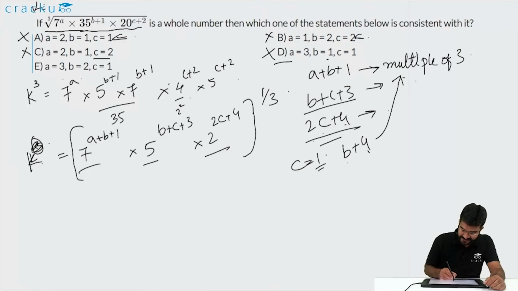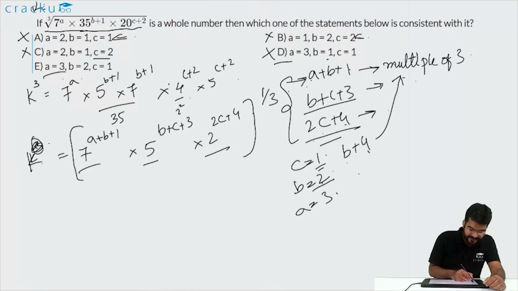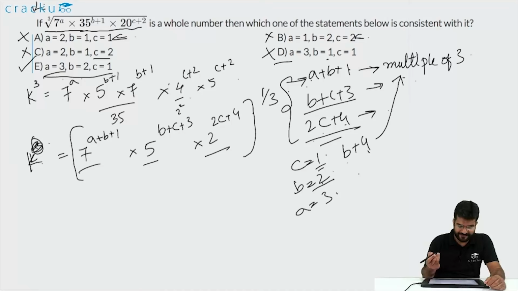so this is fine. Now let us see if, when you input a is equal to 3, the first condition is also satisfied, that is a plus b plus 1 should be a multiple of 3. Now a is equal to 3 plus 2 is 5, plus 1 is 6, which is a multiple of 3. So all the three conditions are satisfied when you are inputting this set of values, that is a is equal to 3, b is equal to 2 and c is equal to 1. So the correct answer in this case is option E.